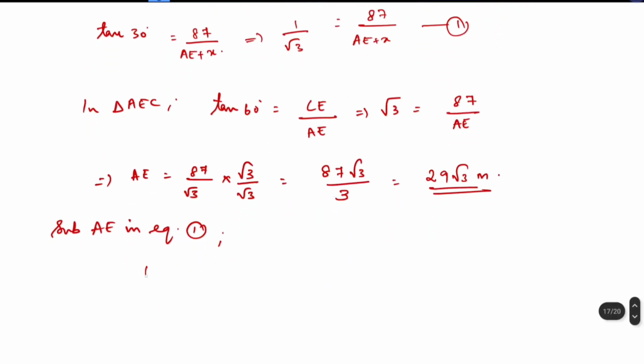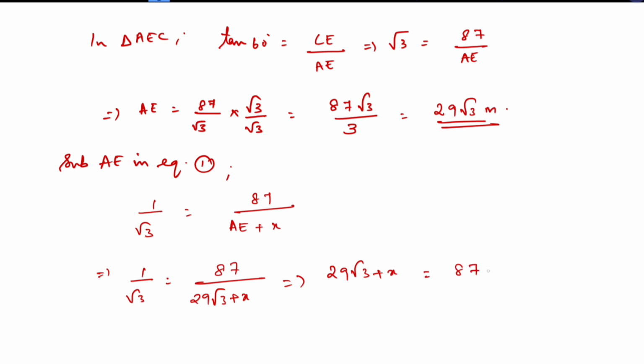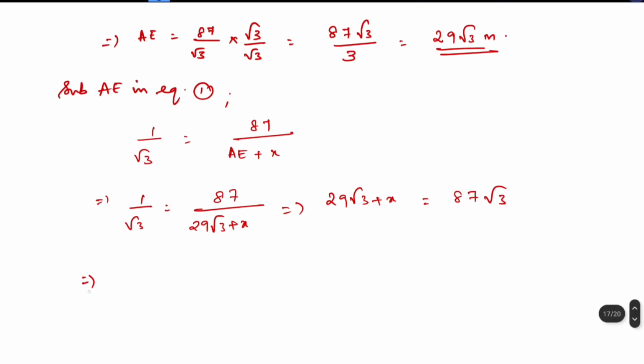Substituting AE in equation 1, we get 1 by root 3 is equal to 87 divided by AE plus X, gives us 1 by root 3 is equal to 87 divided by 29 root 3 plus X. Cross multiplying, we get 29 root 3 plus X is equal to 87 root 3, which in turn gives us X is equal to 87 root 3 minus 29 root 3, which gives us X as 58 root 3 meters.